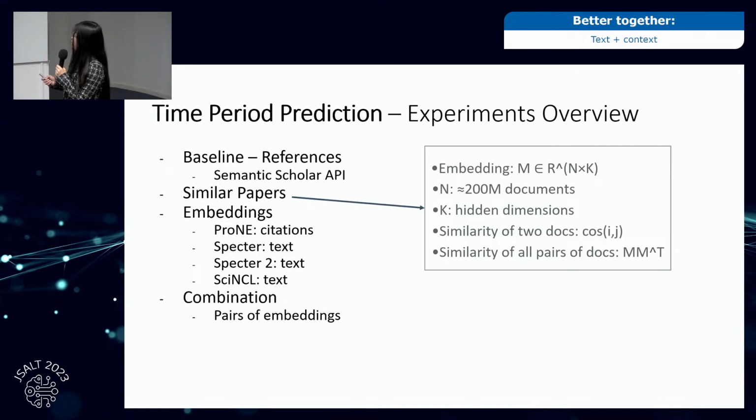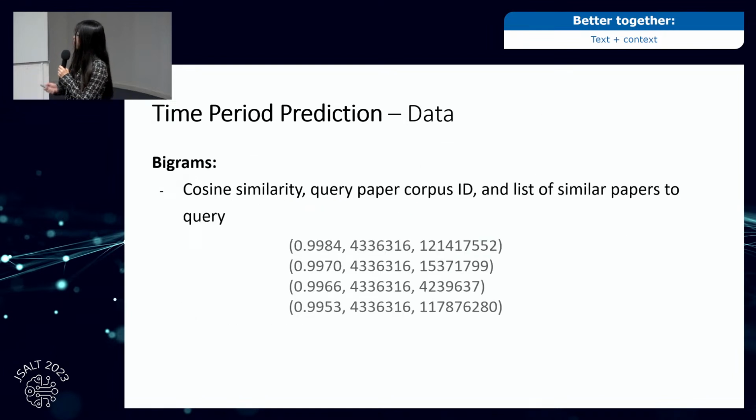And then we also have the direct embeddings of each paper. ProNE is based on citations, and the three other ones are text-based. And finally, we try combinations, which are pairs of the embeddings.